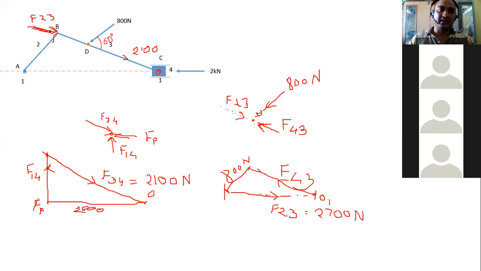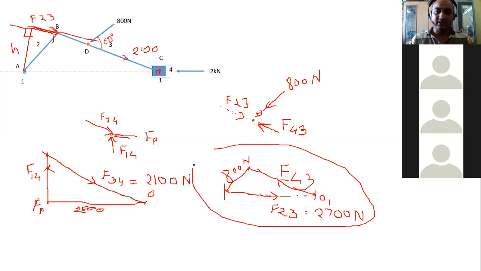Then draw this line like this, and find the perpendicular distance of F23. The perpendicular distance you will get somewhere here. Measure this distance, it will be h. Have you understood the direction of F23? Using this figure you get the direction and magnitude of F23. So 2700 into this h will be your torque. Finally you have to find this torque, T equal to 2700 into h.